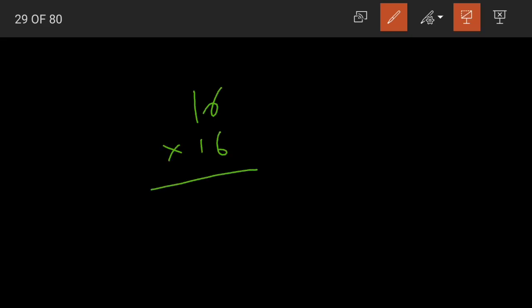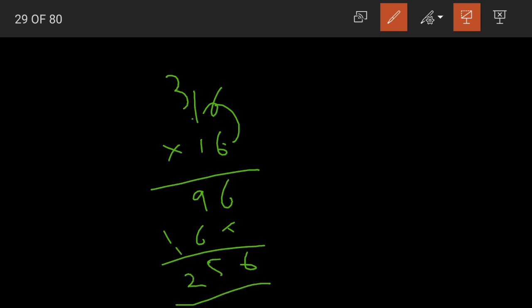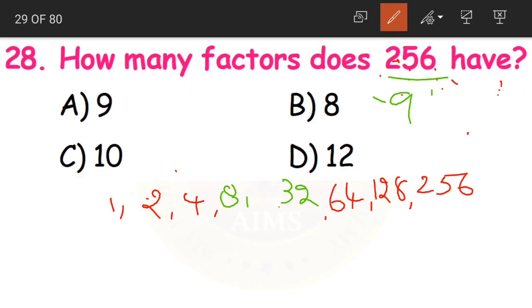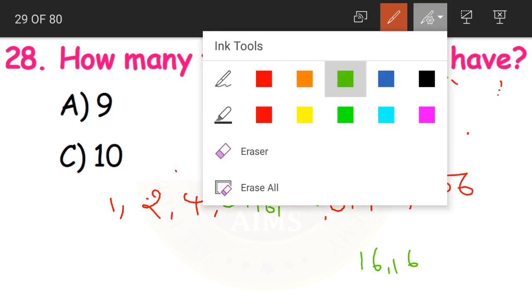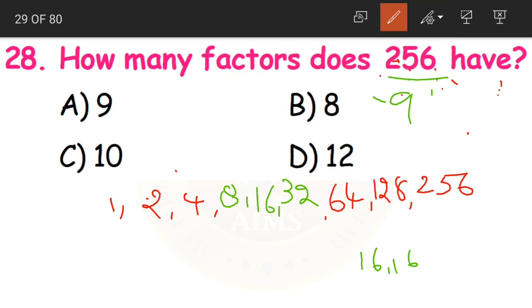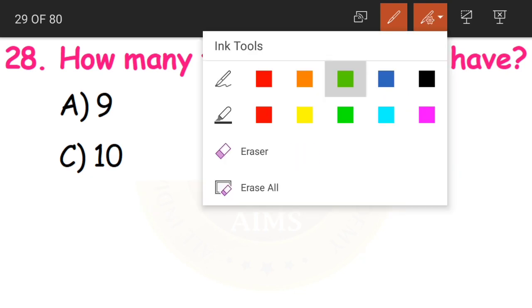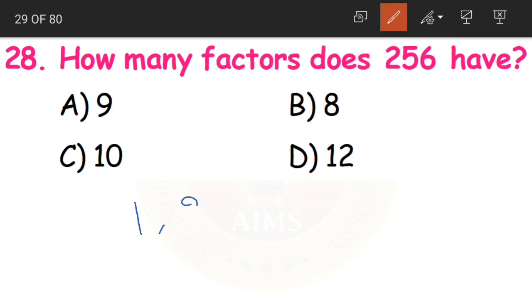I think it is divisible by this. 6 6s are 36, 6 1s are 6, 7 8 9. Yes, we again have 16 6s are 256. What do we have, children? 16 6s are 256. So again 16 also becomes our factor. Now this is it. By mistake I erased it.